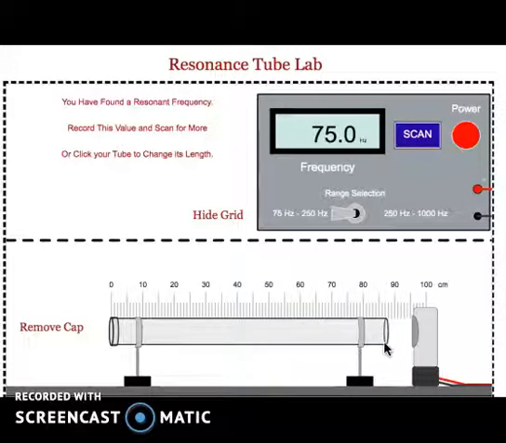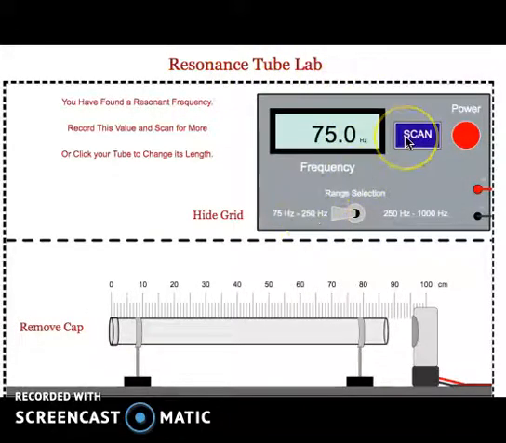I'm going to show you with the cap on. Please remember to remove the cap like this when you do your experiment. With the cap off, this represents something like a flute or a pan flute, maybe a harmonica. With the cap on, this is going to give me harmonics closer to a clarinet or other woodwind instruments.